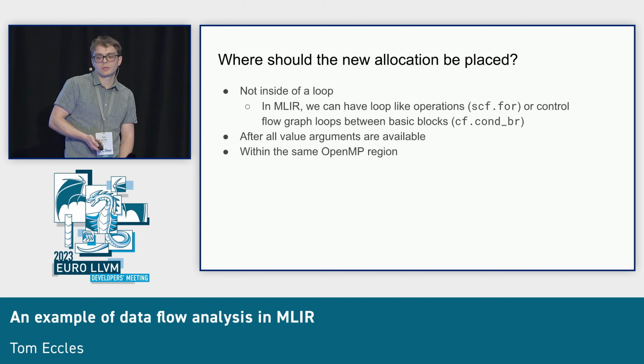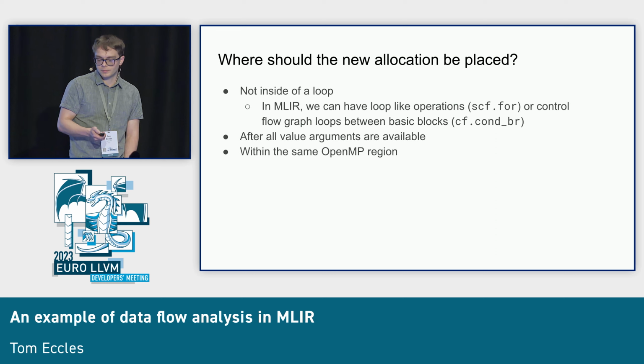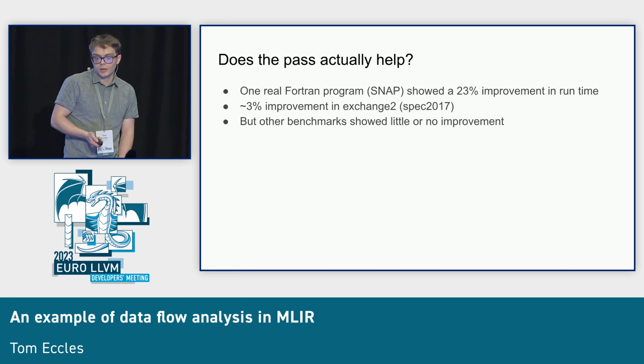As I mentioned, we also have to have the allocation after all the arguments are available. So if the arguments are only available inside the loop, you're stuck. And we need to be careful not to move allocations to a different OpenMP region. So doing all this isn't that helpful for SPEC benchmarks, but we found one Fortran program, SNAP, which had a 23% improvement in runtime following this pass.